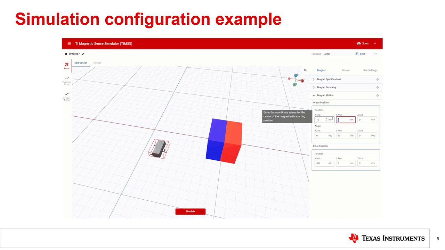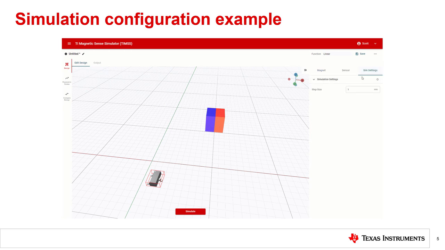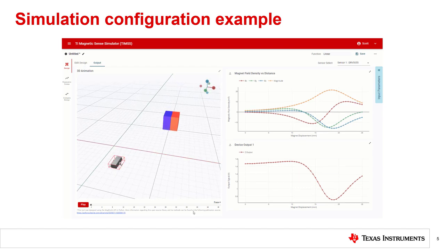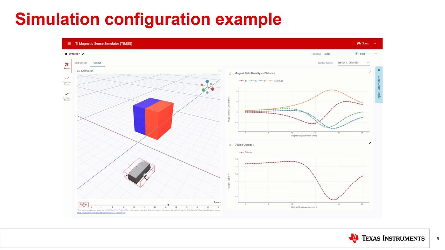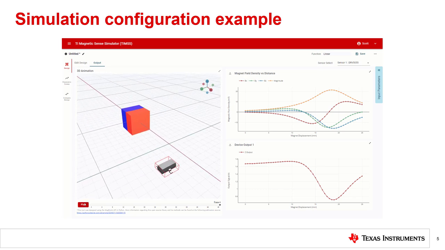To demonstrate that the magnet can travel with motion more complex than along a single axis, I will set the starting position to 15 mm. We see that when the simulation completes, we can observe the travel of the magnet by clicking play, with the complete magnetic field information plotted on the right, but the Z input field is weak until the magnet gets close to the sensor.